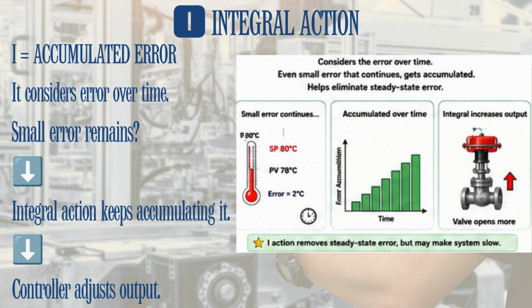Integral action considers the accumulated error over time. Even when the error is small, if it continues for a period of time, the integral action keeps responding to the accumulated error. This helps eliminate persistent steady state error.